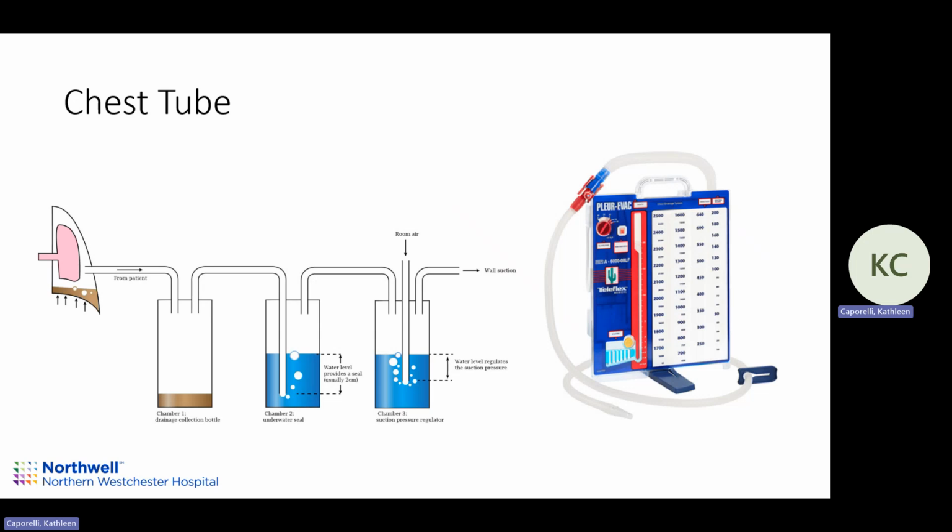So any air, any fluid will drain from the patient through the chest tube and into the first chamber. This is the drainage collection chamber, right? So fluid will collect here, it'll settle here. Any air will then go into the next chamber, okay? And that's the underwater seal.